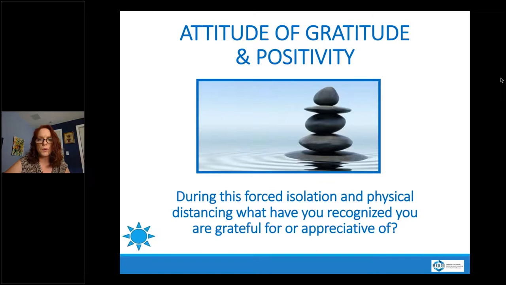Now we have some areas where we're going to go through an attitude of gratitude and positivity. And this is the question I'd like to propose to you. During this first isolation and physical distancing, what have you recognized you were grateful for or appreciative of? So I'd like to take a moment and ask you to add into that question box, what are you grateful for? What are you appreciative of? All right. So I'm going to share while you're getting ready and thinking about that, and you can go ahead and put it in the chat box.